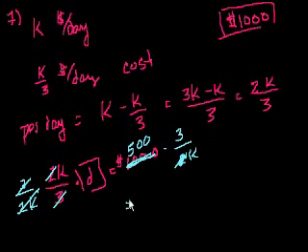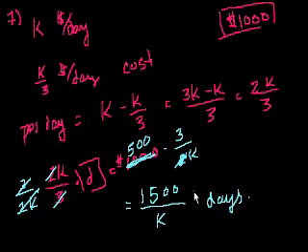So that equals 1,500 over K days. And that is choice number D.